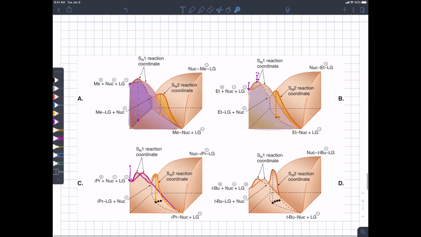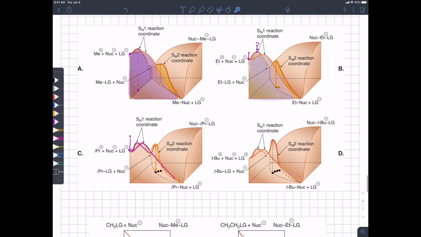Notice that in all of these diagrams, the pathway where a nucleophile comes in and then the leaving group leaves is totally out of the question. It's too high in energy, and that's generally true for carbon. This would be a pentavalent carbon-containing intermediate, and that's generally too high in energy to be accessible.